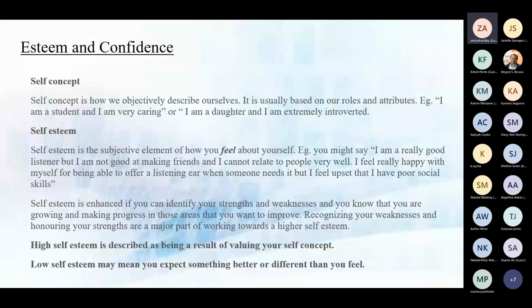Your self-esteem is enhanced if you can identify your strengths and weaknesses and know that you are growing and making progress in those areas that you want to improve. Recognizing your weaknesses and honoring your strengths are a major part of working towards a higher self-esteem. And we'll just elaborate. High self-esteem is described as being a result of you valuing your own self-concept. And low self-esteem might mean that you might expect something better or different than how you feel. So you might not see the value in certain aspects of yourself. You might not like certain things about yourself.